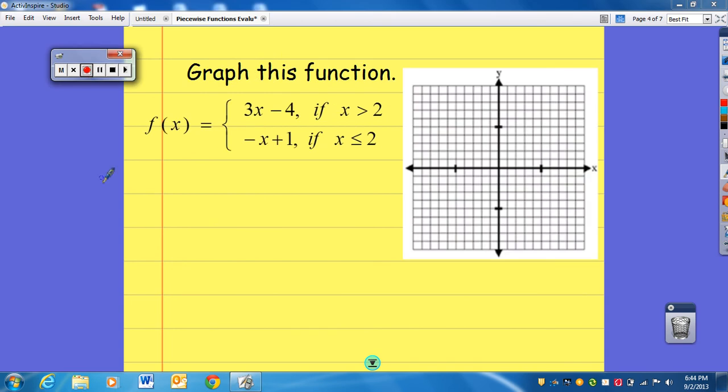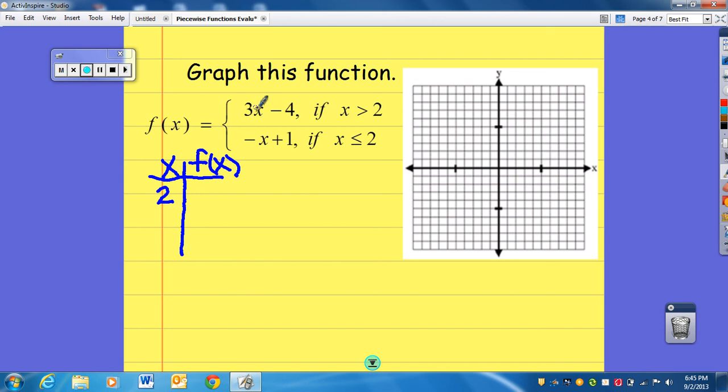Now that we've practiced evaluating functions, we want to graph. So when we graph a piecewise function, we need to set up a table of values for each of the equations and use the domain for each of those. So I'm going to start with the domain x is greater than 2. That means that my value can't be 2, but we're actually going to put that into the table to start with to see what my boundary will be.